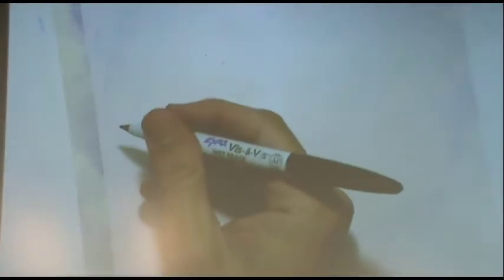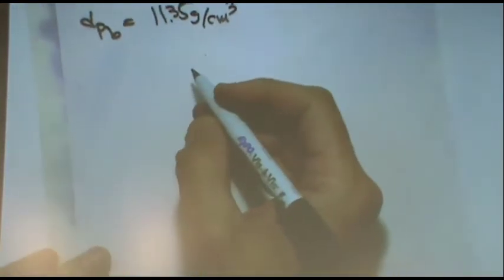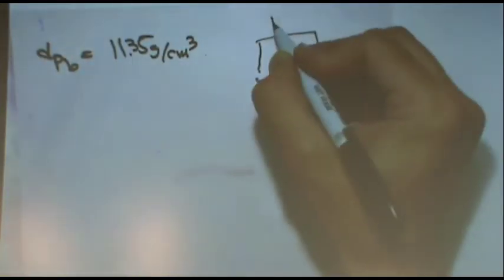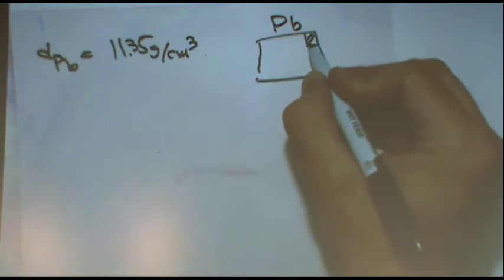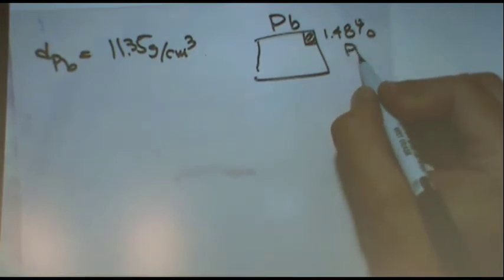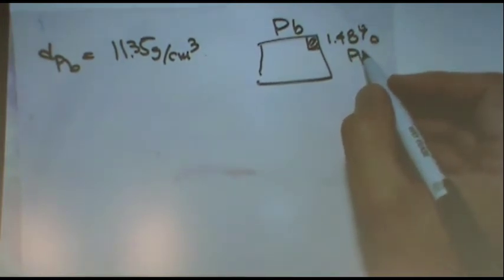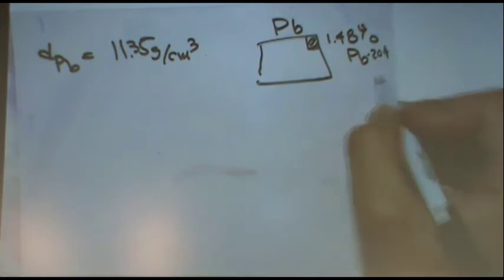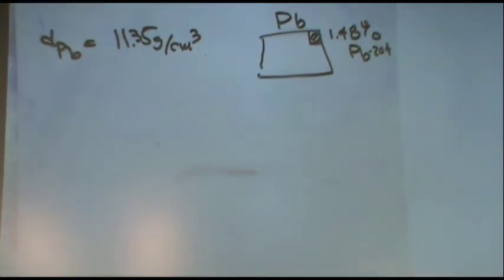It says we have the density of lead, which is 11.35 grams per centimeter cubed. We have a block of lead, so this is all lead, and a little piece of this, 1.48%, is lead 204. So it's that particular isotope. The rest is other isotopes, okay? So just about 1.5% is that particular isotope.